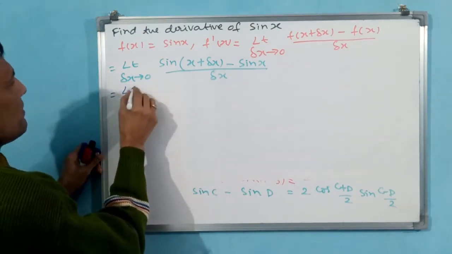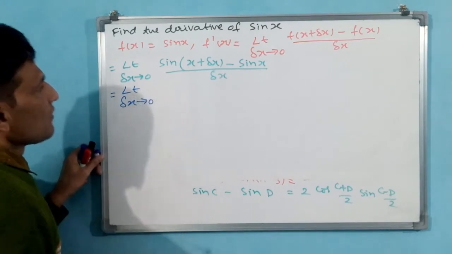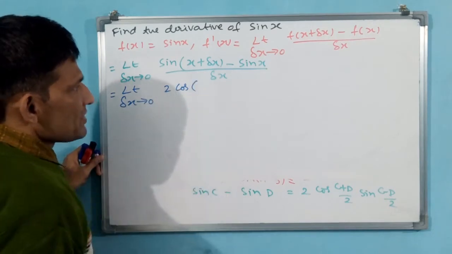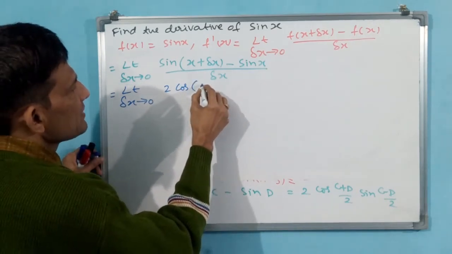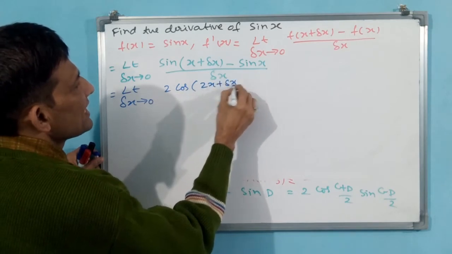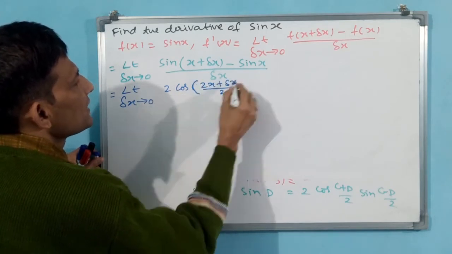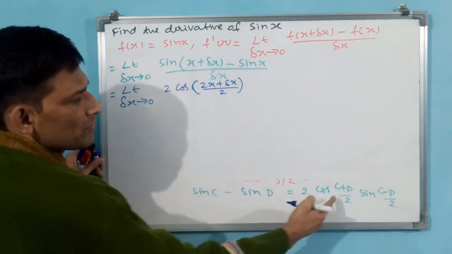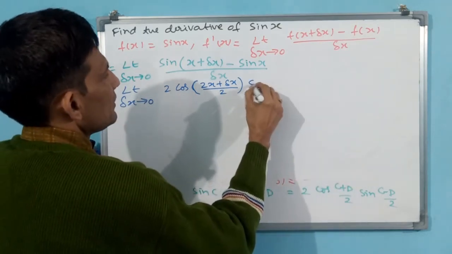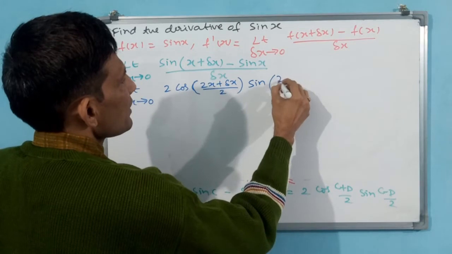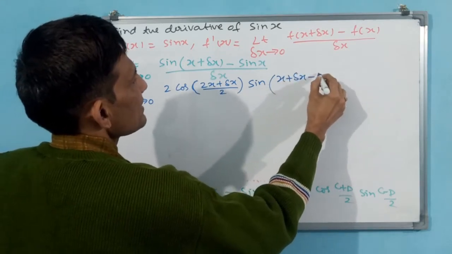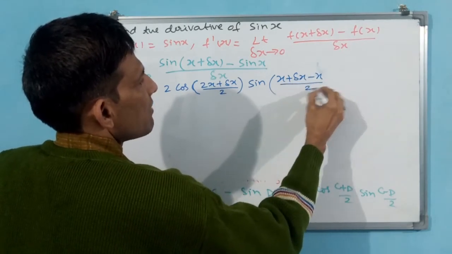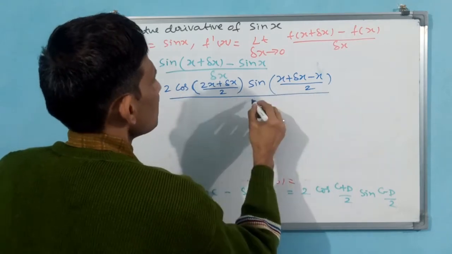Now you see, limit delta x tends to 0, 2 cos (c plus d) by 2. See, directly I am writing. Let me write (2x plus delta x) by 2. One step more we will write. C plus d is x plus x plus delta x, so (2x plus delta x) by 2, and sine (c minus d) by 2. Here, carefully, (x plus delta x minus x) by 2 divided by delta x is the same.